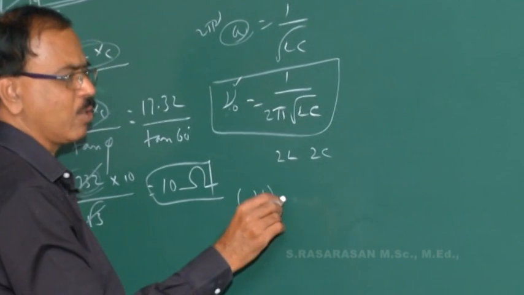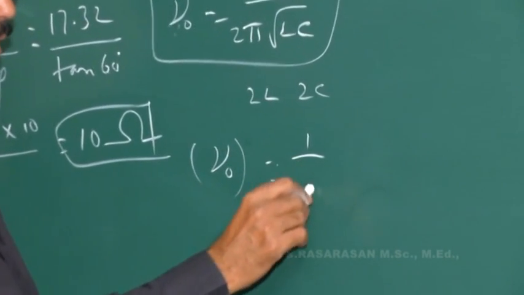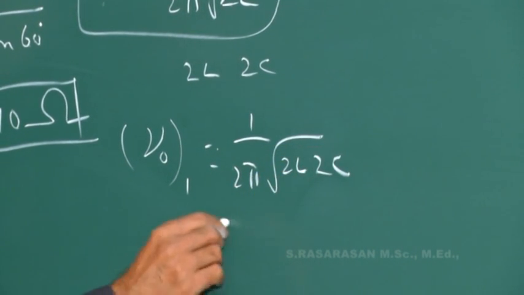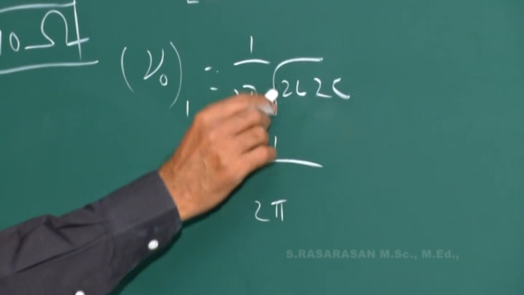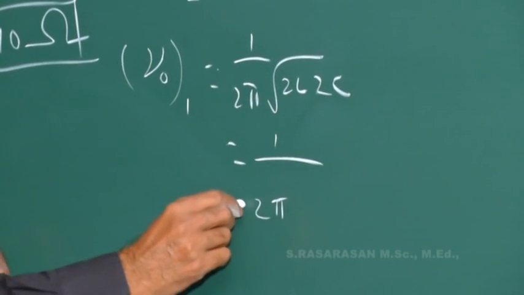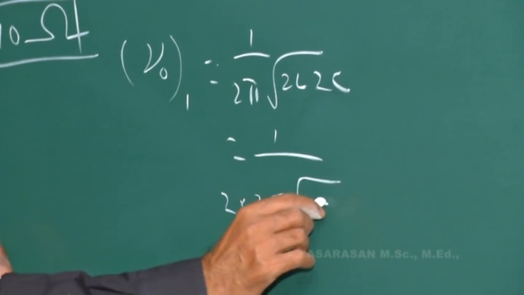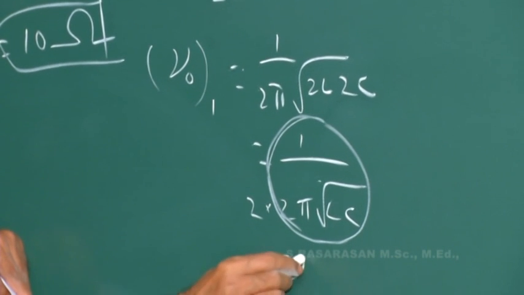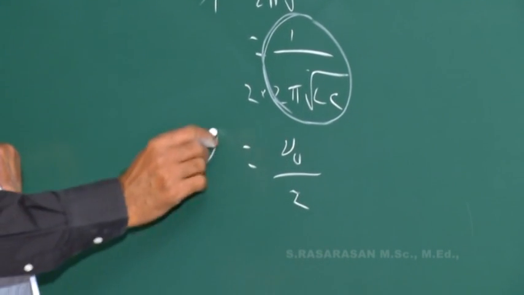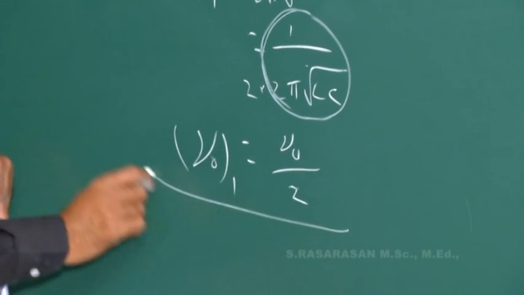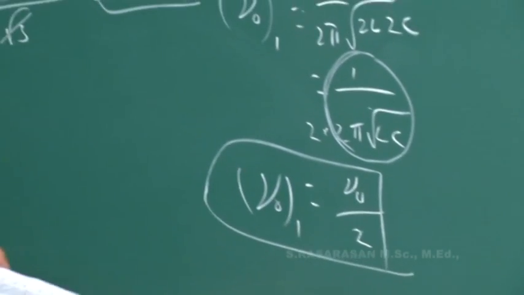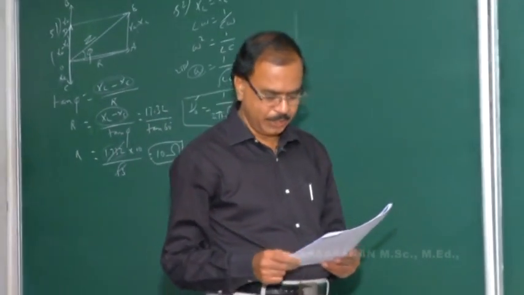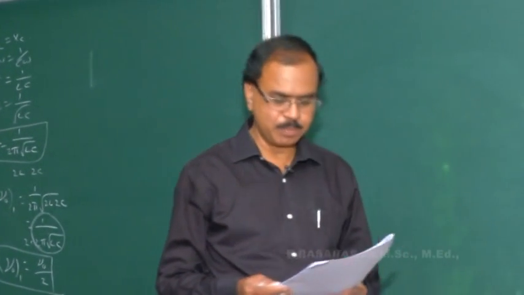Nu naught of 1 is equal to, second case வச்சுங்க, 1 by 2 pi root of L க்கு பதிலாக இப்போ 2L, C க்கு பதிலாக இப்போ 2C. So it is equal to 1 by 2 pi, 2 into 2, 4. 4 root எடுத்தால் 2. 2 வெளியில் வந்துருச்சு. மிச்சம் என்ன இருக்குது? root of LC. ஸோ nu naught சப்ஸ்டிட் பண்ணலாம். ஸோ nu naught by 2 வருது. இனிஷியல் resonant frequencyல பாதி. Nu naught by 2 is the answer for the sum. That is option B.